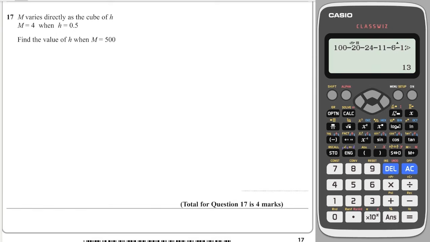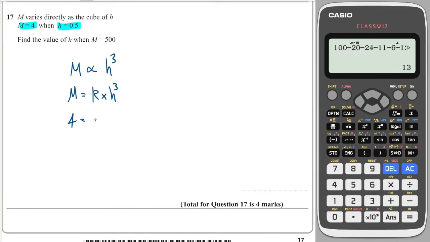Okay, m varies directly as the cube of h. So we can write that m is proportional to the cube of h. And whenever we do a proportionality, we can change it into an equation by writing that it is equal to some constant k multiplied, in this case, by h cubed. We then substitute in our two bits of information that were given.